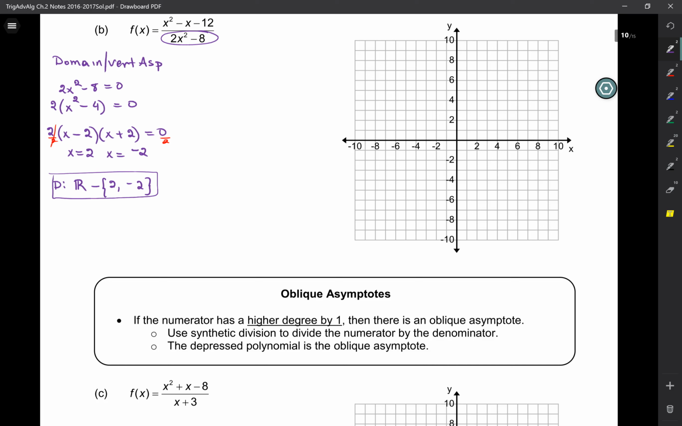Okay, so that's what I did yesterday, and it's on the screencast from yesterday. Now, for the vertical asymptotes, you already solved for it. It's just x equals 2 and x equals negative 2. So when you solve for domain, you also solve for the vertical asymptotes.